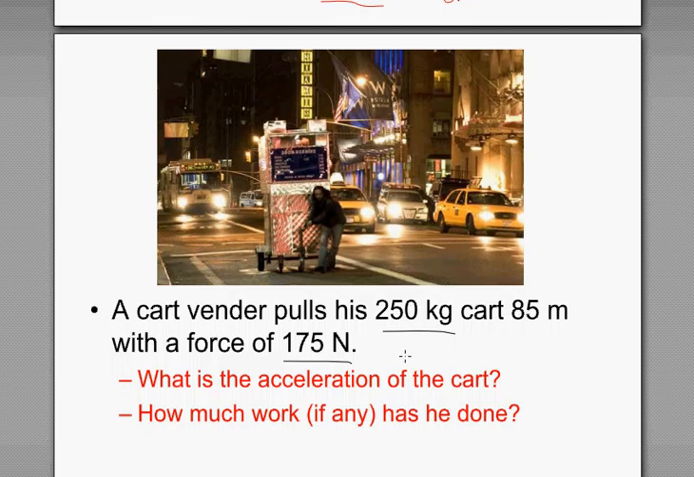Now, how much work, if any, has he done? Well, remember, work equals force times distance. You take this force applied, multiply by the distance the cart moves, and voila, you've got it. Excellent.